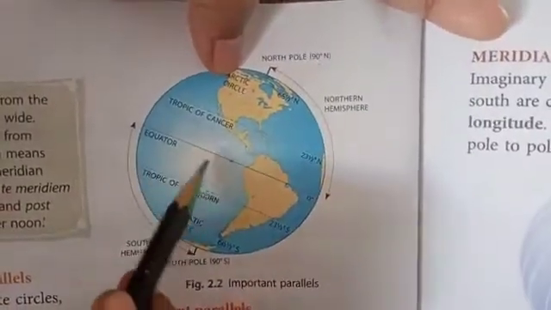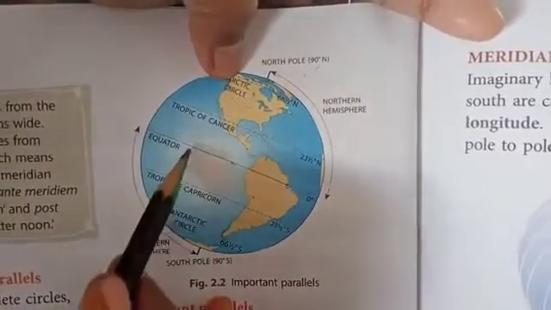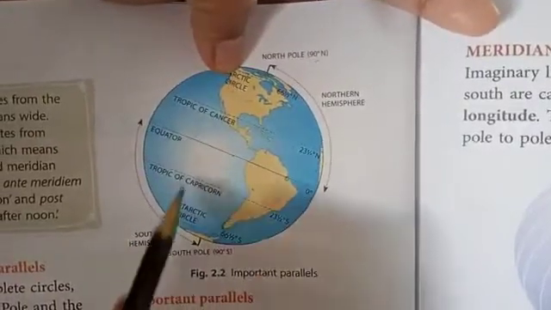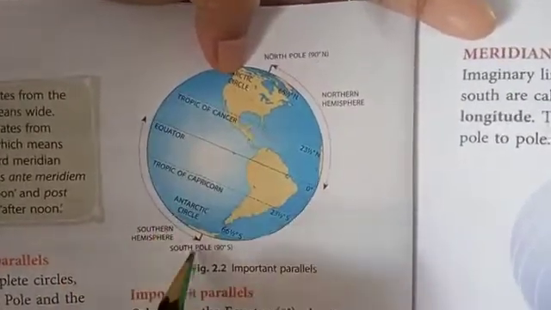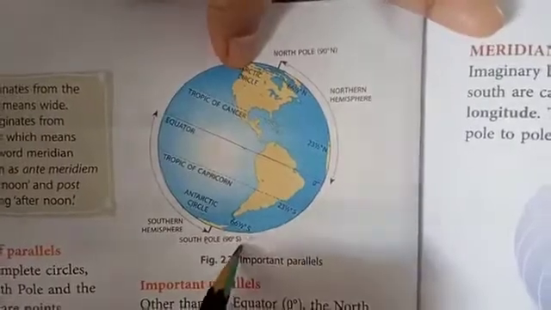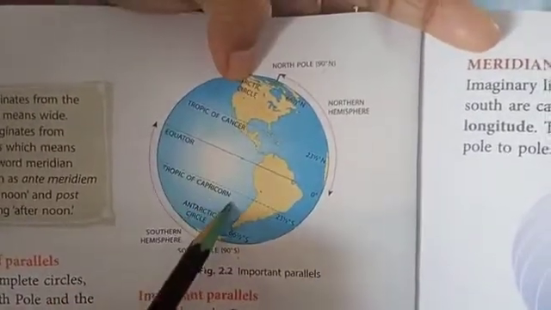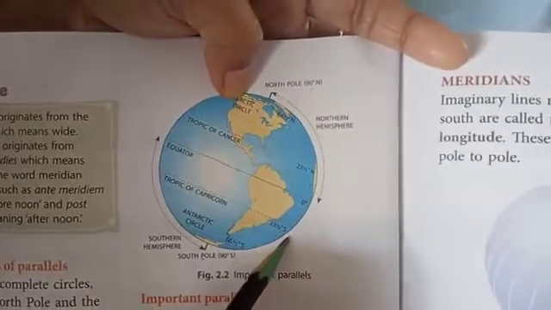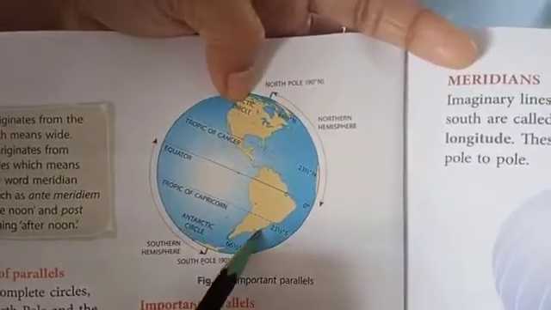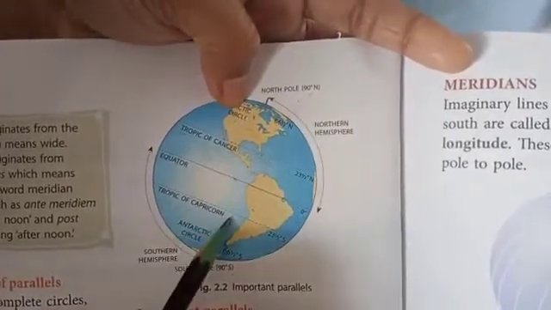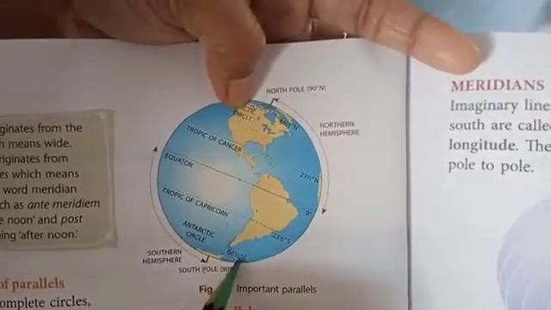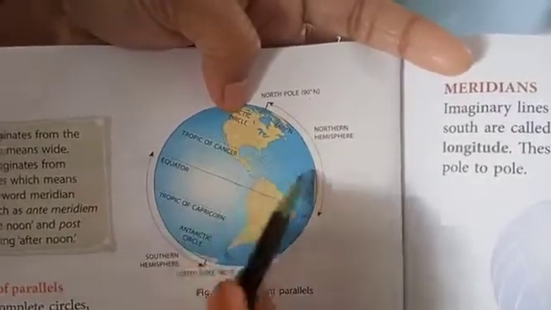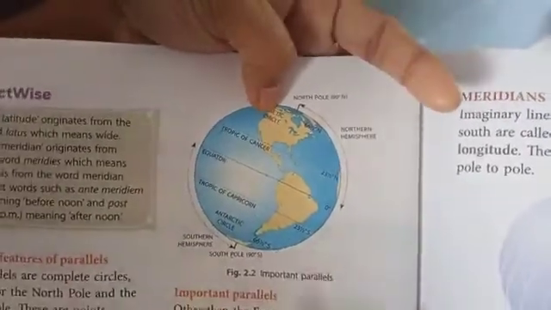And also here the bottom of the equator is called the southern hemisphere. This is the south pole, 90 degree S. Here Tropic of Capricorn, 23.5 degree S is called Tropic of Capricorn, and 66.5 degree S is called Antarctic Circle. These are the parallels of the earth.